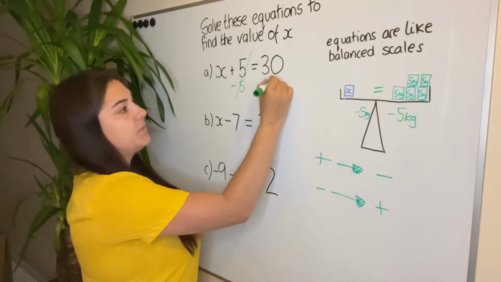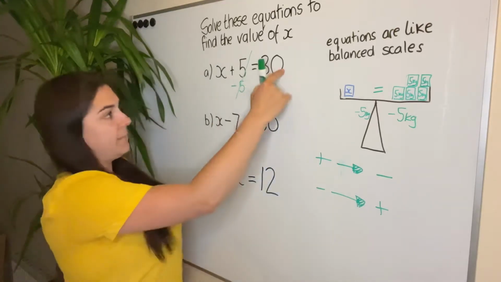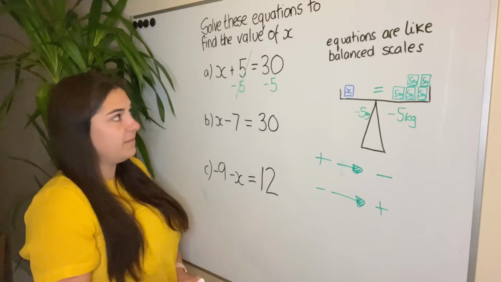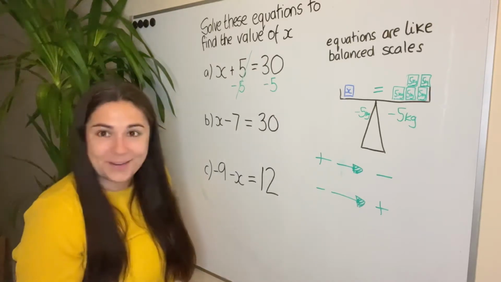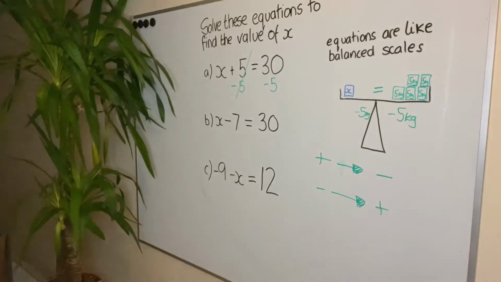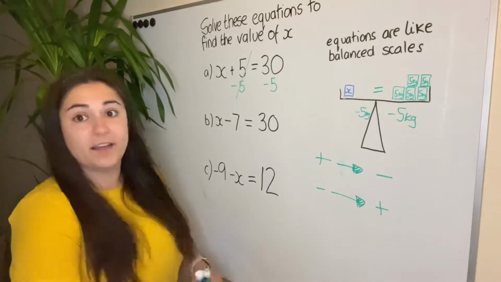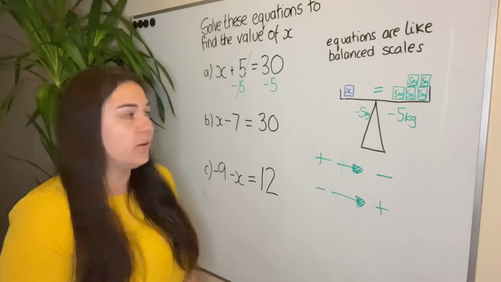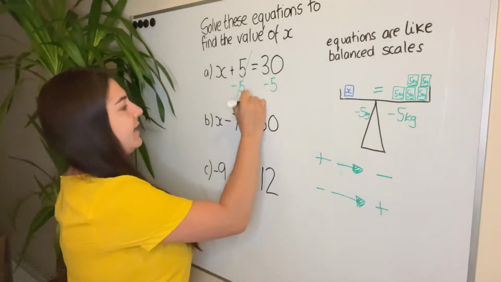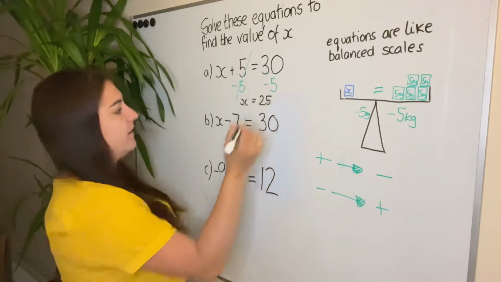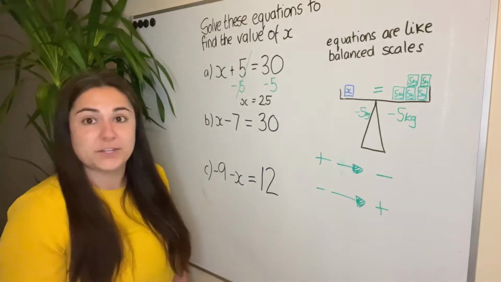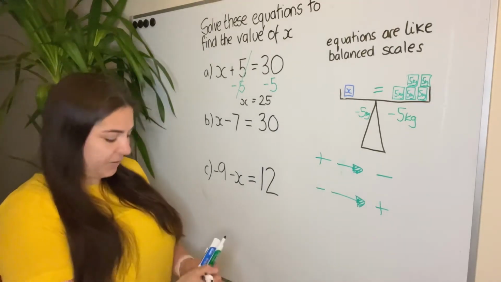But whatever I do to one side, I have to do to the other, so that becomes 30, take 5, which gives me 25. So x must be 25, and that's it. You've solved the equation. So x equals 25. That's all you have to do. Okay, let's try the next one.